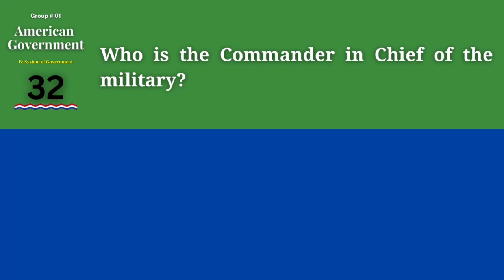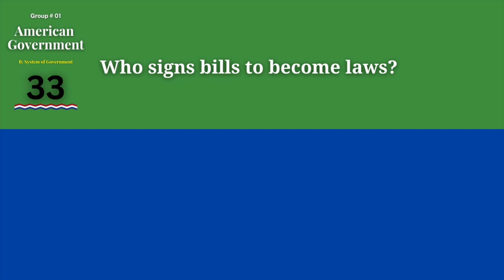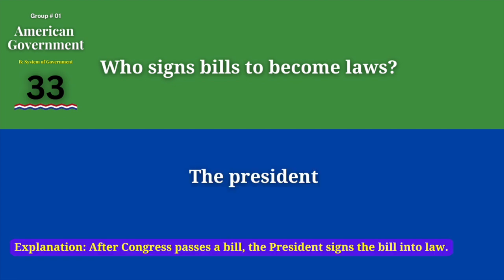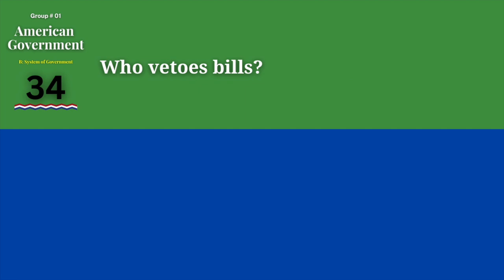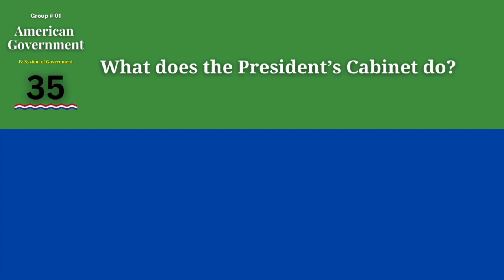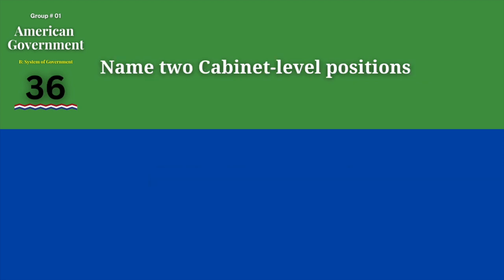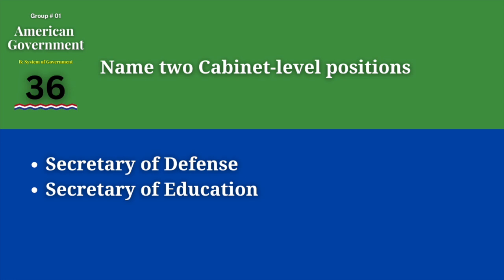Who is the commander-in-chief of the military? The president. Who signs bills to become laws? The president. Who vetoes bills? The President. What does the President's cabinet do? Advises the President. Name two cabinet-level positions. Secretary of Defense. Secretary of Education.